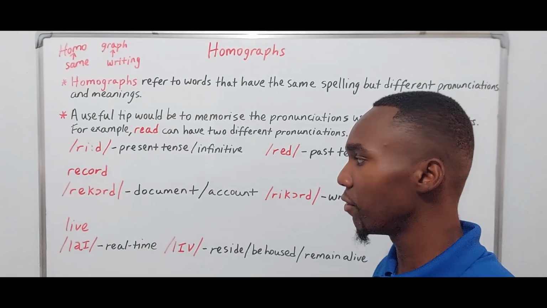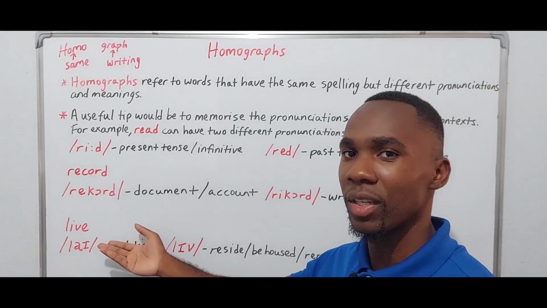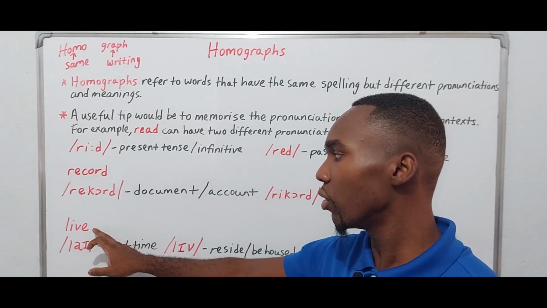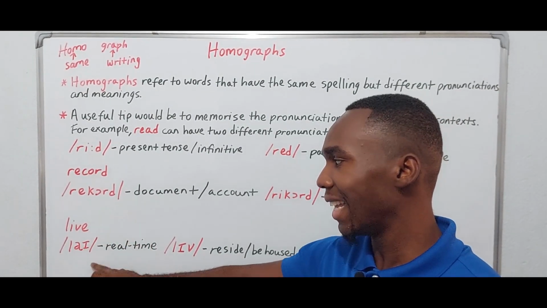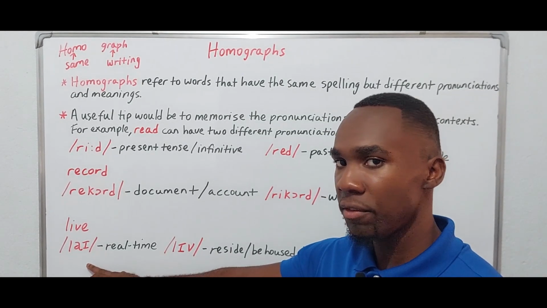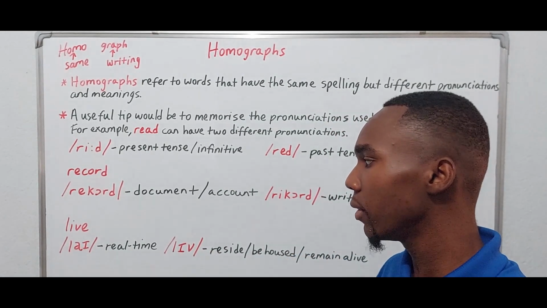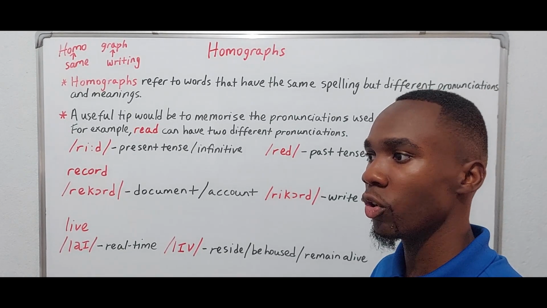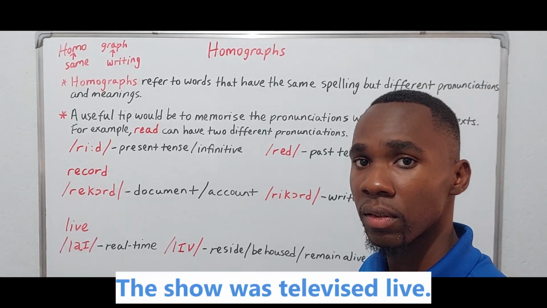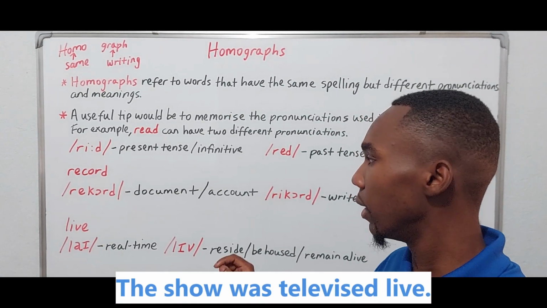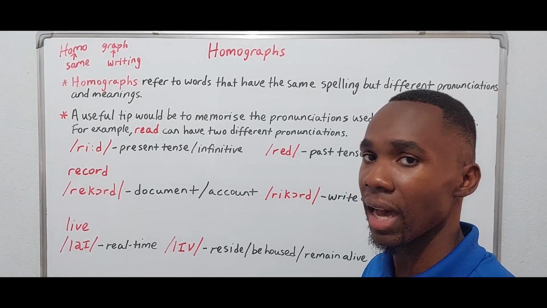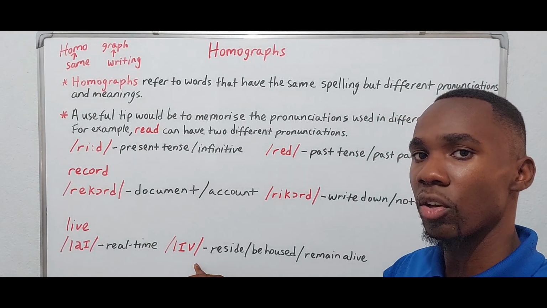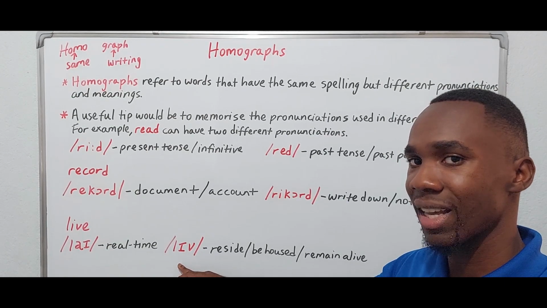And we have this word here. And I say this word because, of course, it can have more than one pronunciation. So this word, it could be pronounced live, which means in real time. So, for example, the show was televised live, something like that. In that case, that would be an adverb. And we have live. It could also be pronounced as live.